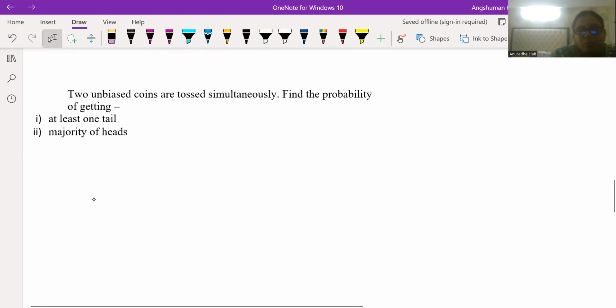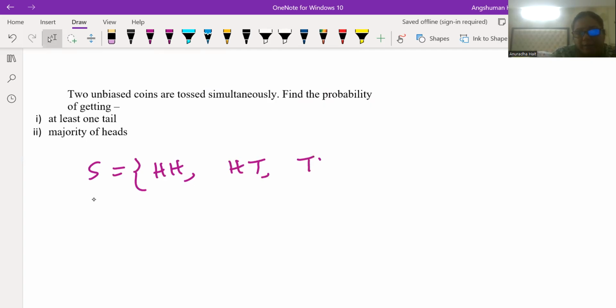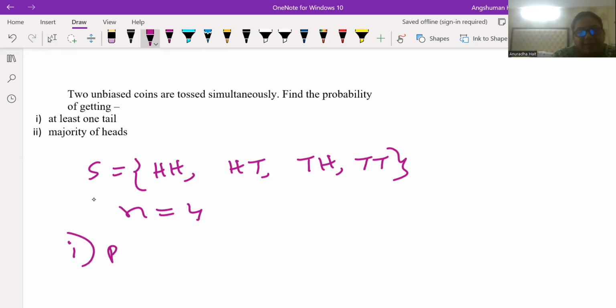So if you are tossing 2 coins, what will be my sample space? Head, head; head, tail; tail, head; and tail, tail. So how many points are there? 4 points are there. Okay. So first question, probability of at least one tail. Let me denote it by A and this is B.